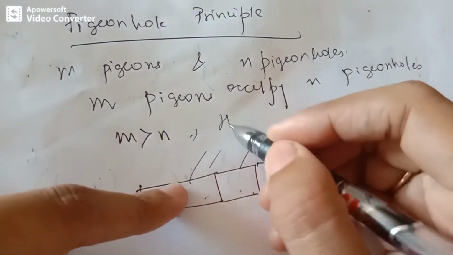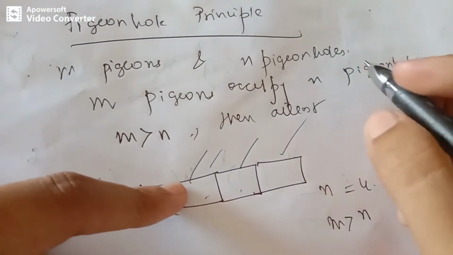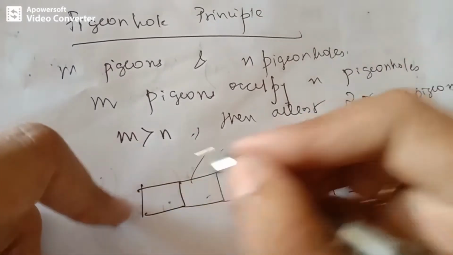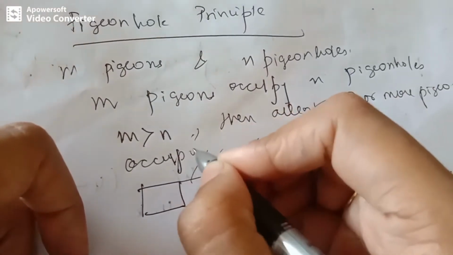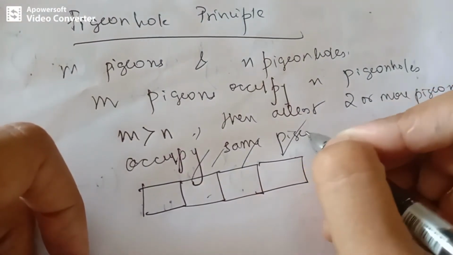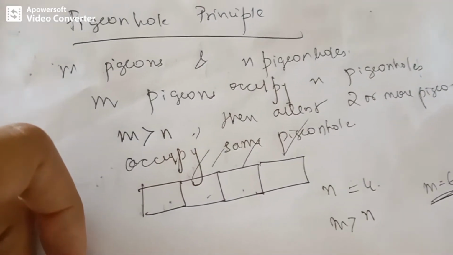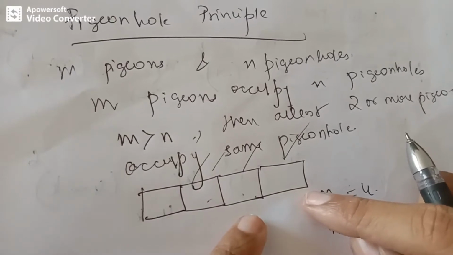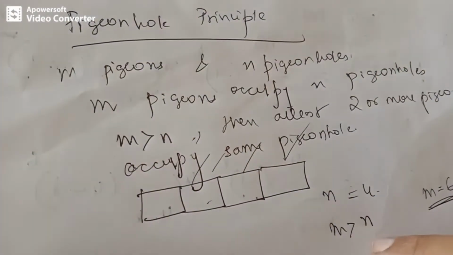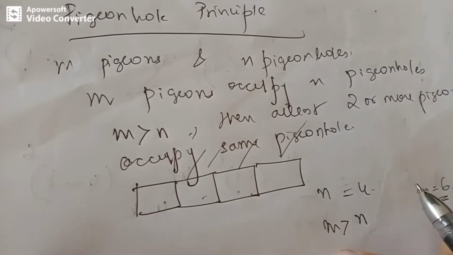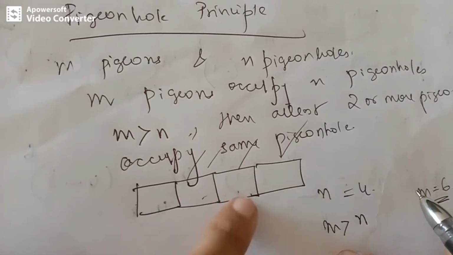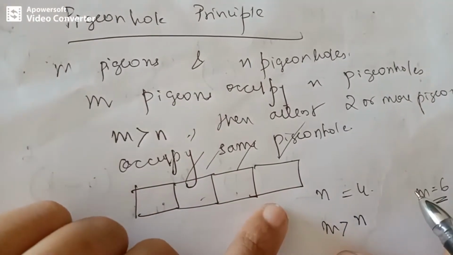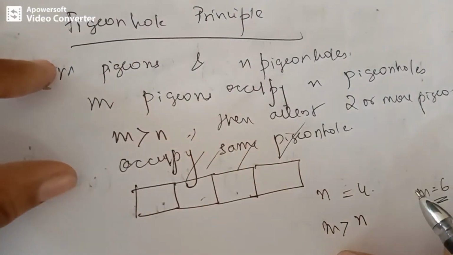pigeonhole principle says that at least 2 or more pigeons occupy the same pigeonhole. So that means at the minimum, one pigeonhole must contain 2 or more pigeons, that is, if m is greater than n. Here m denotes the pigeons and n denotes the pigeonholes. So if the number of holes is less and there are more pigeons to be occupied, then at least one hole will contain 2 or more pigeons. So that is the pigeonhole principle.